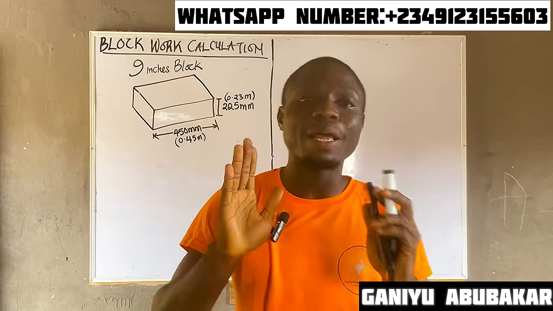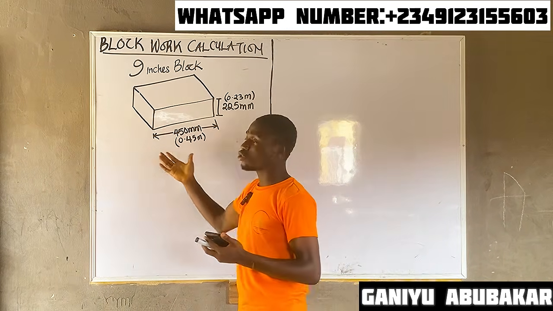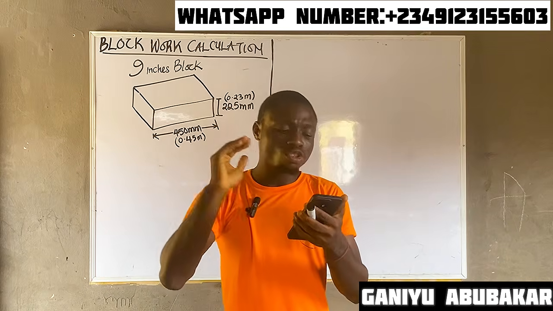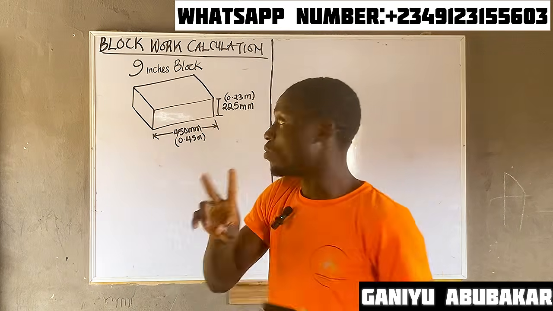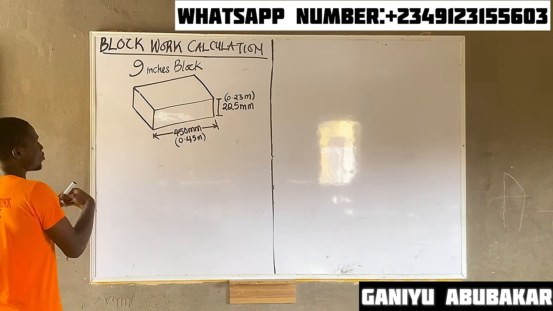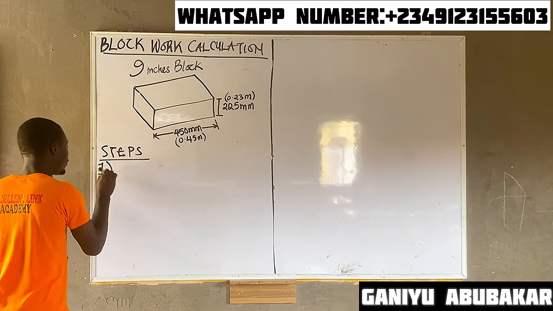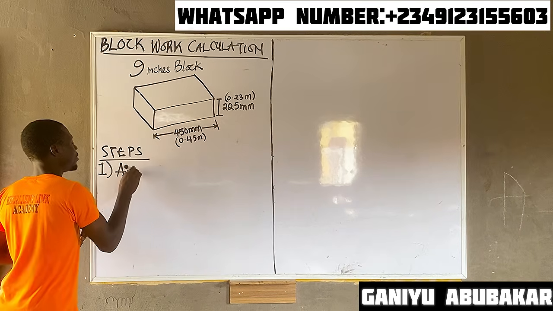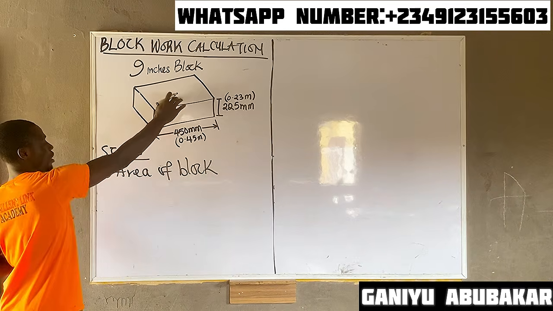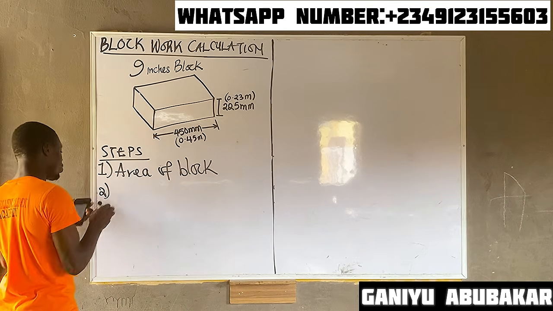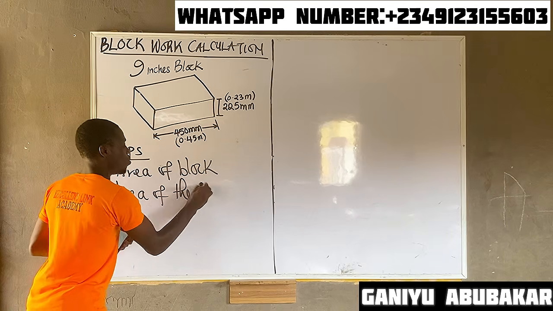So let me show you the two steps you need to get the number of blocks you need on the site. After identifying the block you want to use, I'll be showing you the two steps now. The steps in calculating the number of blocks: your first task, step one, is to get the area of the block we want to use, which is this one here. And number two is to get the area of the wall.